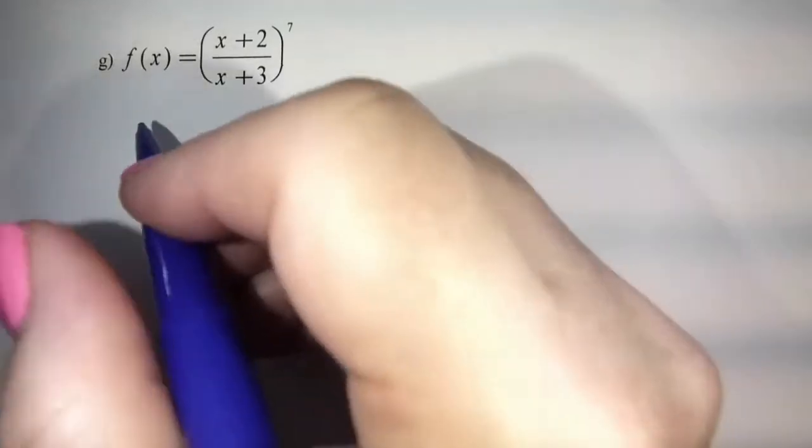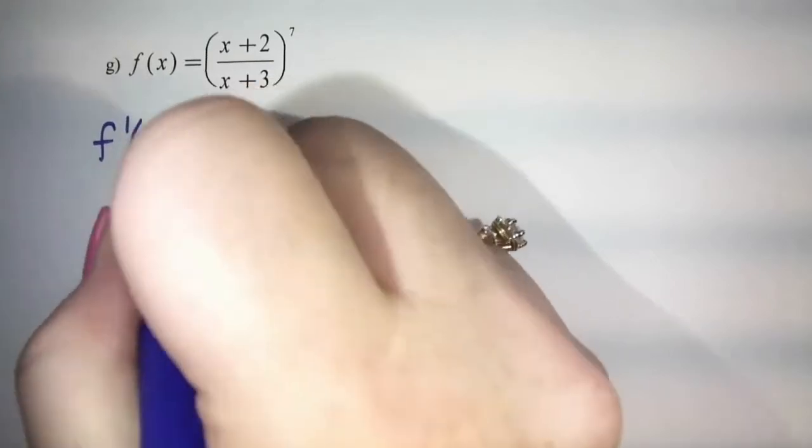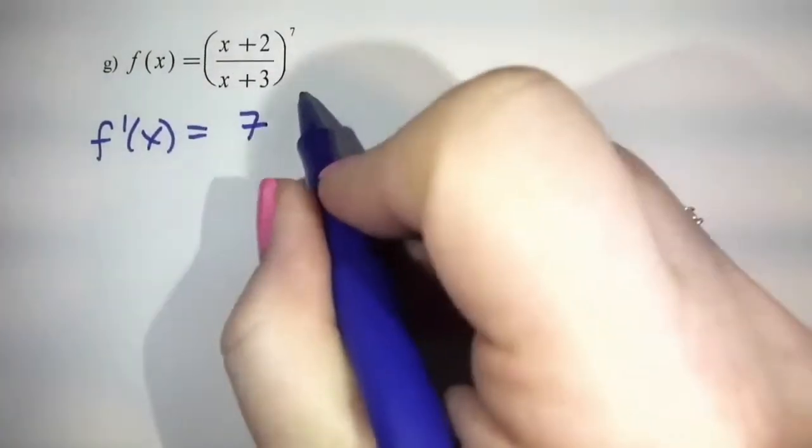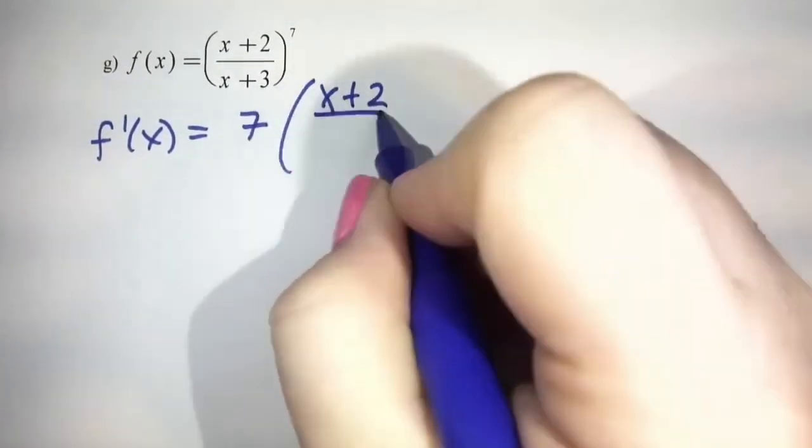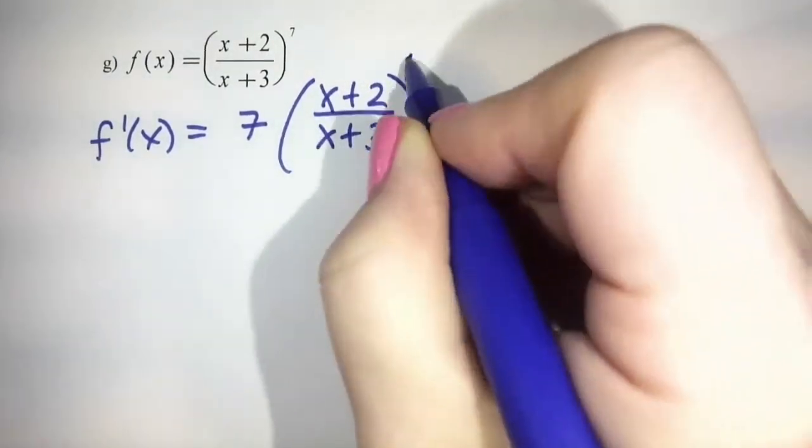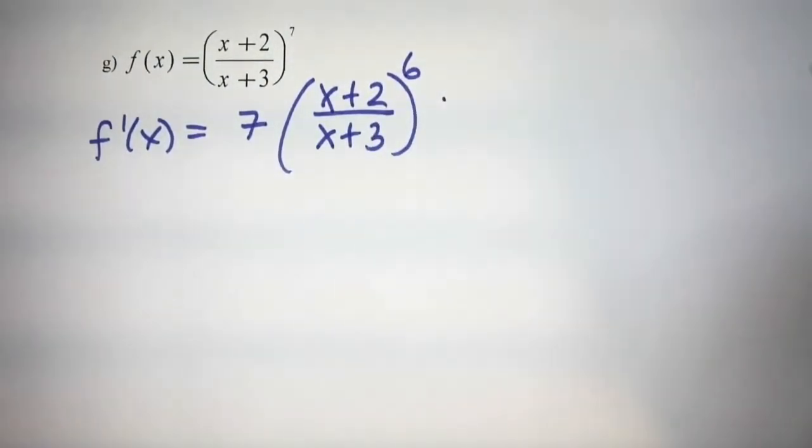Okay, and G, we have f of x is (x plus 2) over (x plus 3), all to the 7. So we'll think of this as a massive chain rule question. So something to the 7, the derivative would be 7 out in front times the something to the 6, and then times the derivative of the something.